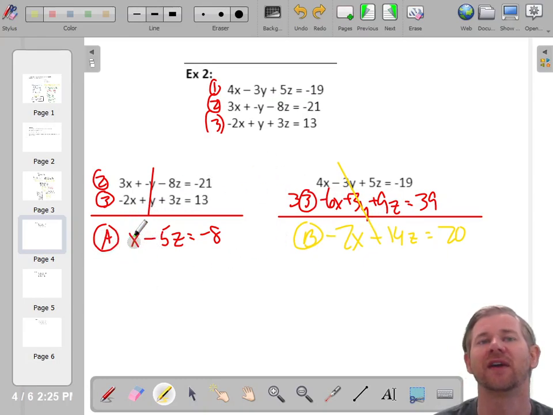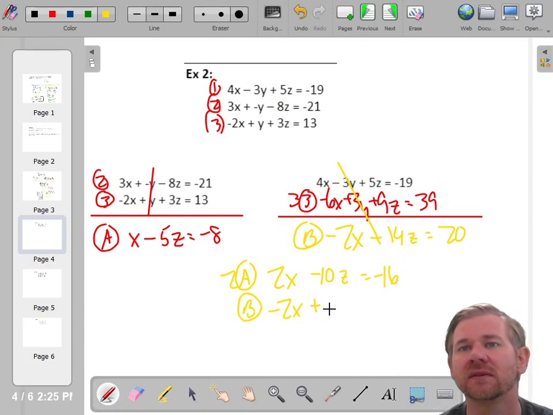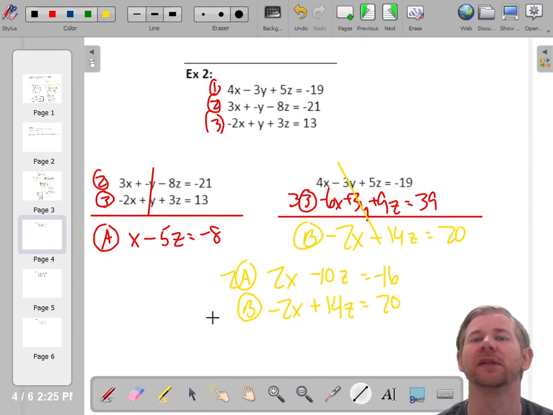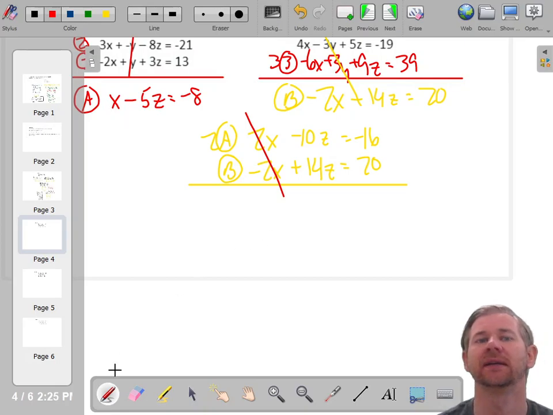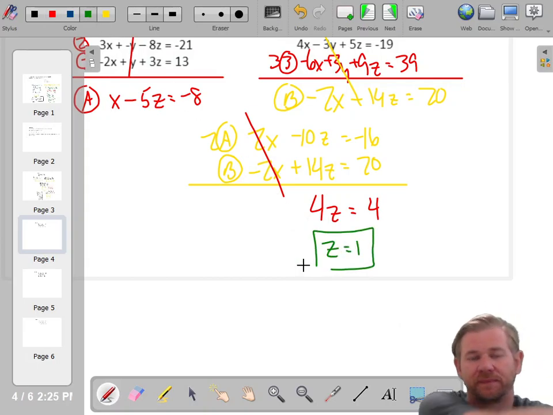That's probably easy. If I make that a 2, so 2 times line A, 2x minus 10z equals negative 16. Line B, negative 2x plus 14z equals 20. Okay, I'm just copying line B. And now, x goes away. 14 minus 10 is 4, and 20 minus 16 is also 4, so that must mean that z equals 1. When you divide both sides by 4, you get z equals 1.